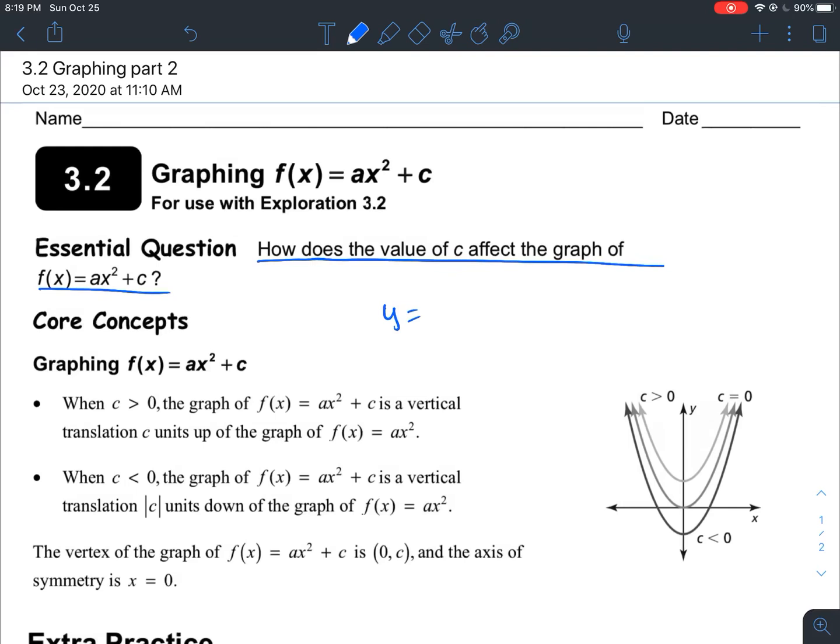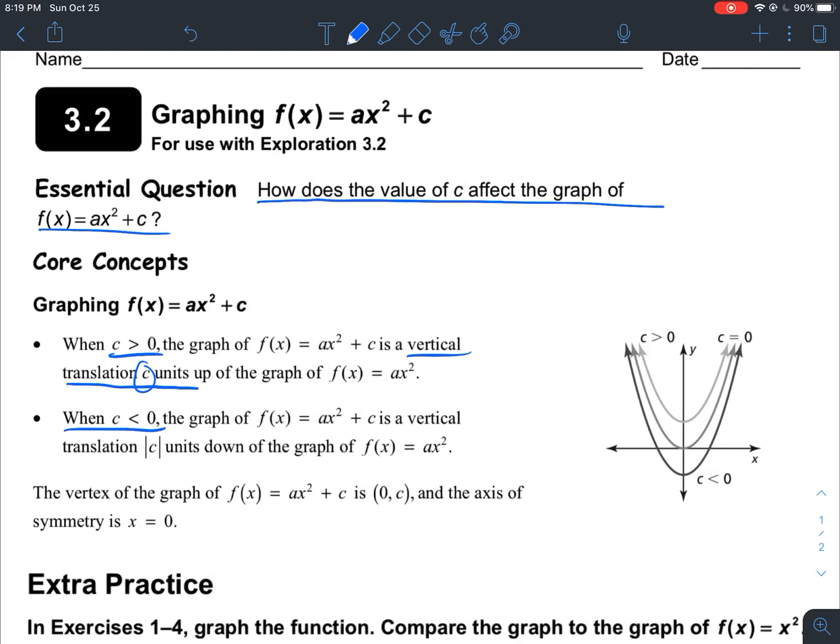Remember when we had absolute value functions, we had absolute value of x plus or minus k, and this meant that we either shifted it up or shifted it down, right? That's the same thing here, except we call the constant c. When c is greater than 0, so plus c, this is a vertical translation, shift or slide c units up. Whenever c is less than 0, this is a vertical translation c units down of the graph.